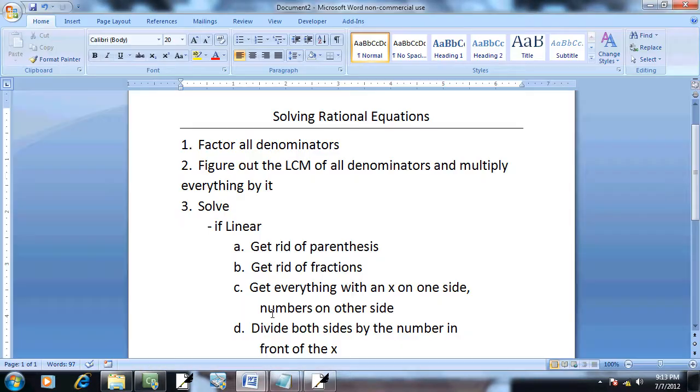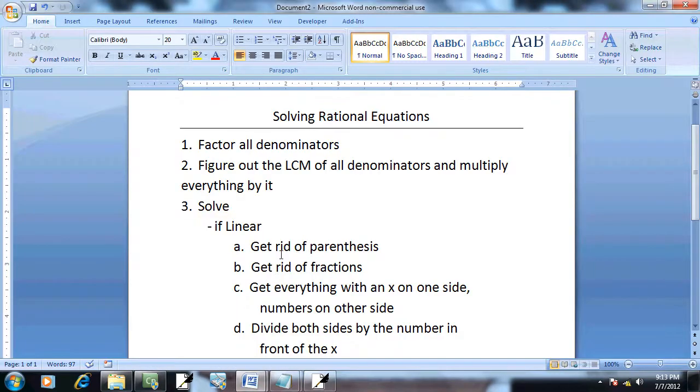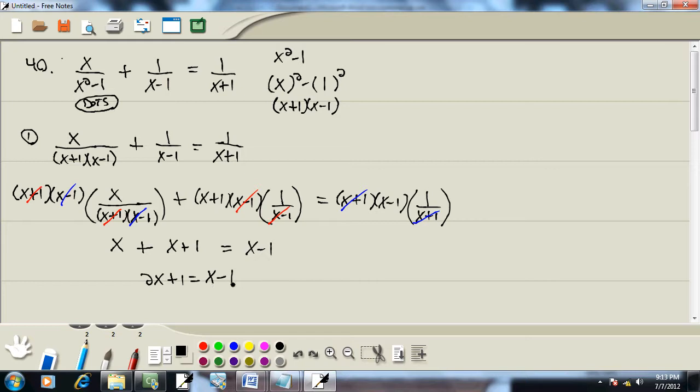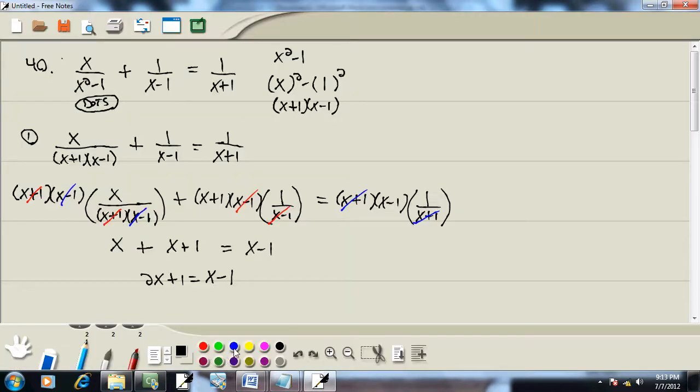Now, what we're left with is a linear equation where we have x of first power. So we're going to follow these steps. Now, no matter where you are in math, if you can combine together like terms, you should. x plus x is 2x. So we got 2x plus 1 is equal to x minus 1. First step, it's solving a linear equation. Get rid of parentheses, don't have any. Get rid of fractions, don't have any. Get everything with an x on one side, numbers on the other side.